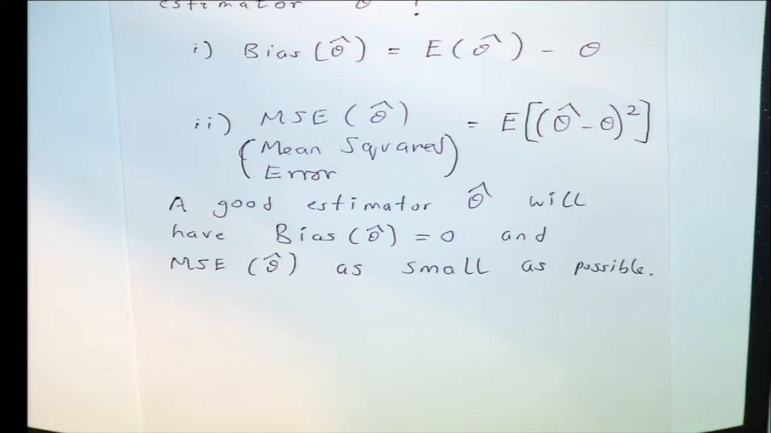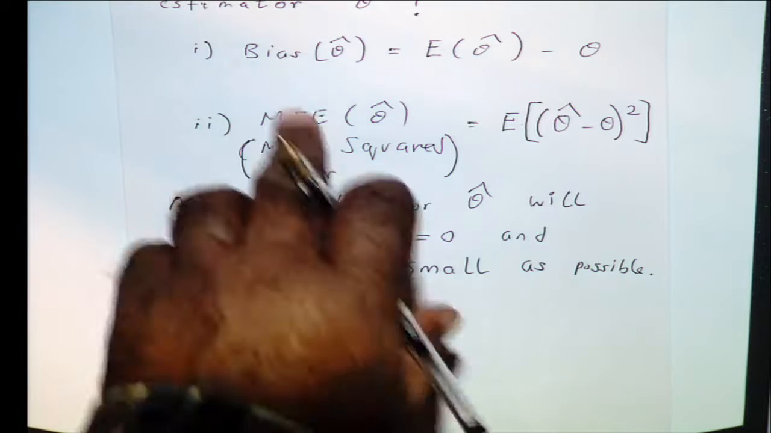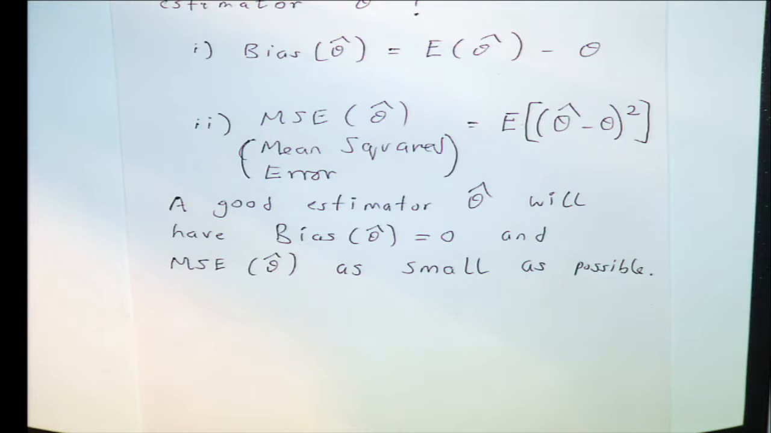Is that clear, guys? Yeah? These are two criteria: the bias and the MSE. So you want to choose a good estimator, and a good estimator will have bias equal to 0 and the MSE as small as possible. Okay?